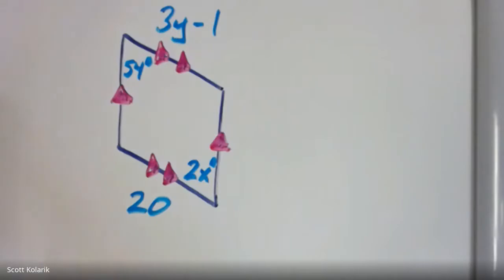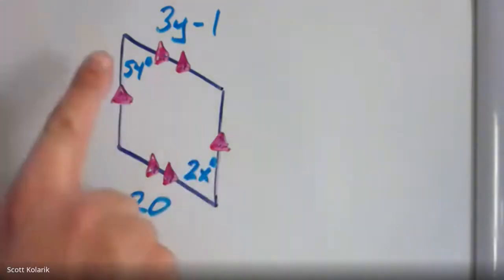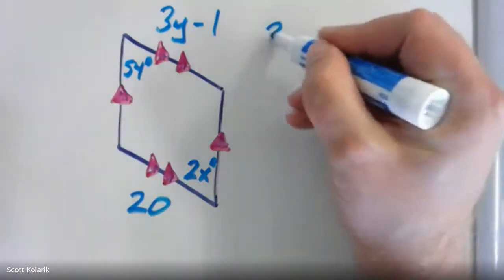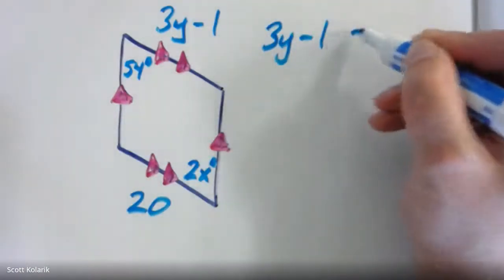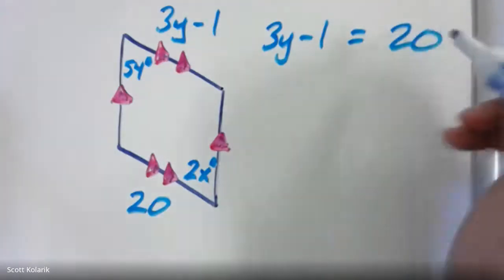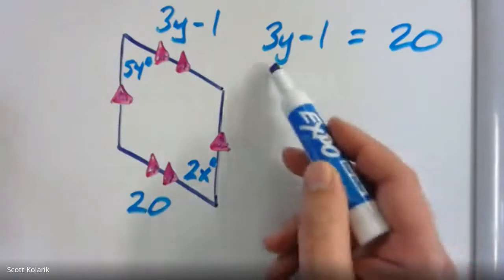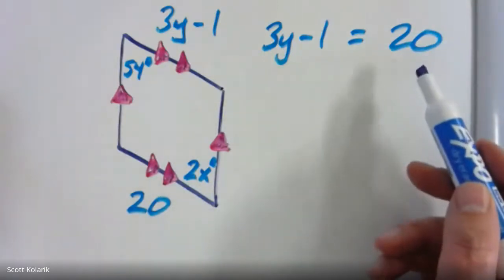In other words, I can make an equation here. This line segment up top has to have the same measurement as the line segment on the bottom, meaning I can write the equation 3y minus 1 has to equal the 20 on the bottom. These two have to equal each other. Not a terribly difficult equation to go about solving.